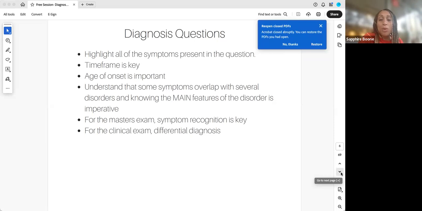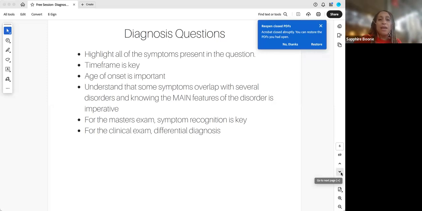Some of the symptoms may overlap with several disorders. For example, irritability overlaps several disorders. So you want to know the main features of the disorder. When you are studying and you see, for example, for major depressive episode, you need 5 symptoms, right? But if it says one of the 5 must be, and then it lists those symptoms, those are definitely your main features. Or in general, what symptoms differentiate it from other disorders. That's going to be really important, so we're going to find some examples as we go through.